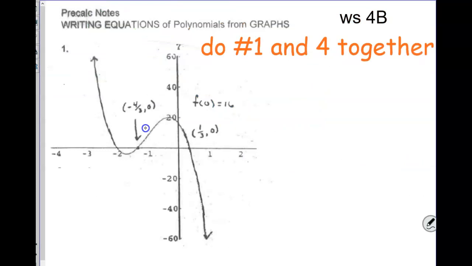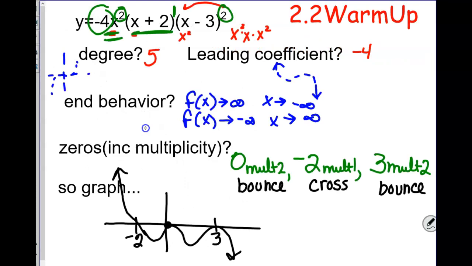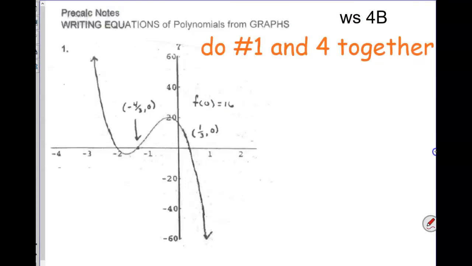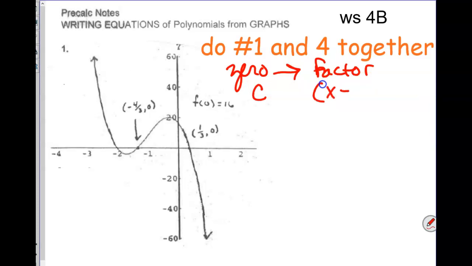Okay, now we got to work the other direction. We're going to be given the zeros, and we have to find the factors. Anytime you have a zero and you want to move to the factor, if the zero is C, the factor will be X minus C. Does that make sense? So if this happened to be a -2, the factor would be X plus 2. Everybody okay? It's the opposite.